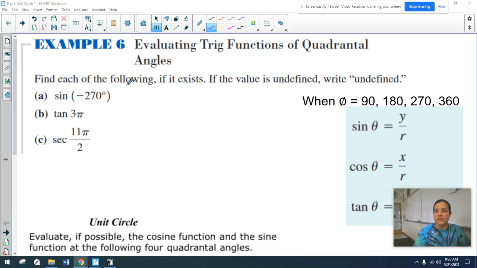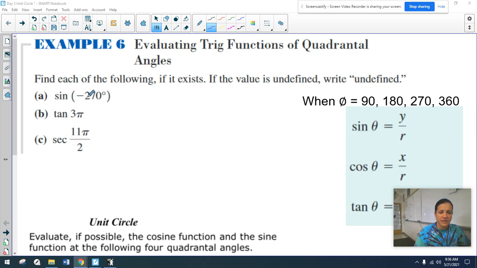So for these, the difference with today is your theta is either going to be 0, 90, 180, 270, or 360. So these are going to be on the axes, on the XY axes. So we won't be using special right triangles today. We'll just be using coordinates. So today is a little bit easier than before.